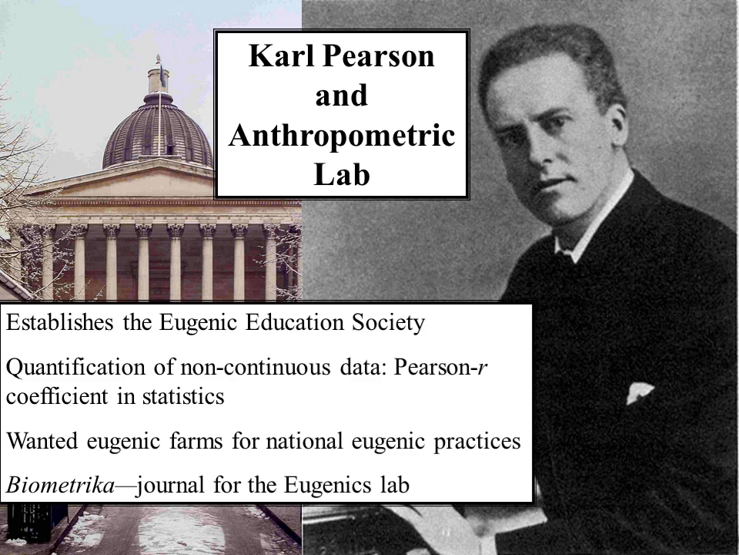Something that you might know Pearson for, if you've never heard of him as a person in and of himself, is the Pearson R coefficient in statistics. Basically, it's the coefficient for quantifying non-continuous data, such as eye color, hair color, skin color, things like that. Data that really is difficult to quantify. And basically, this coefficient itself came about through doing anthropometrics in the eugenics lab.